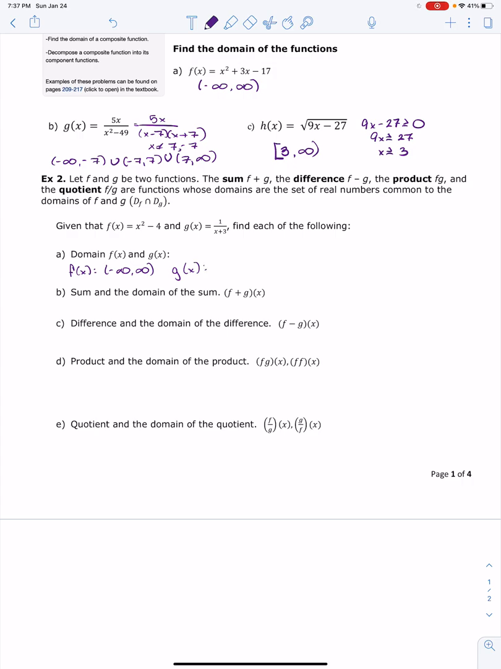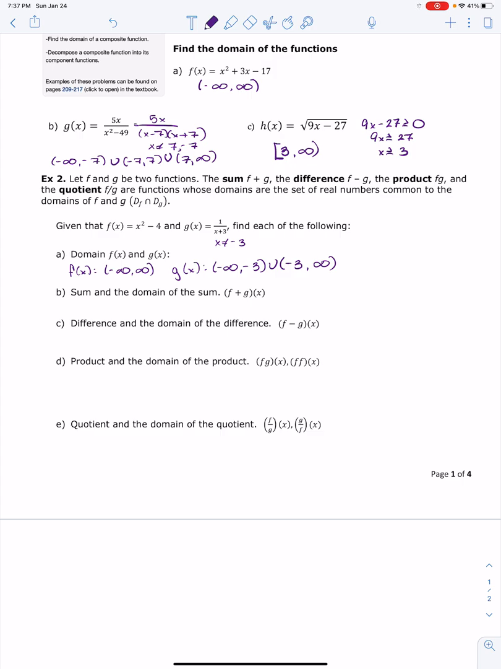For g of x, x cannot equal negative 3. So we've got negative infinity to negative 3, and then negative 3 to infinity again. We've got parentheses on the negative 3. We can get as close as we want to negative 3. We cannot use that value.